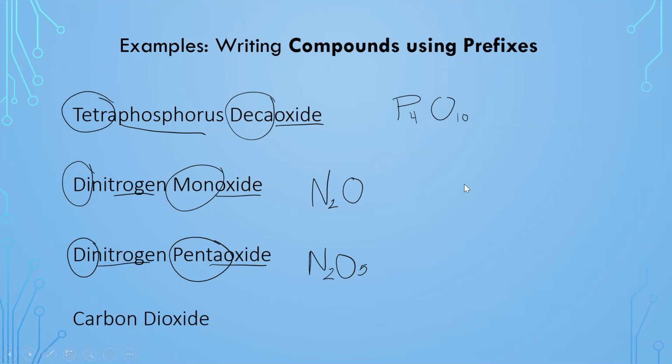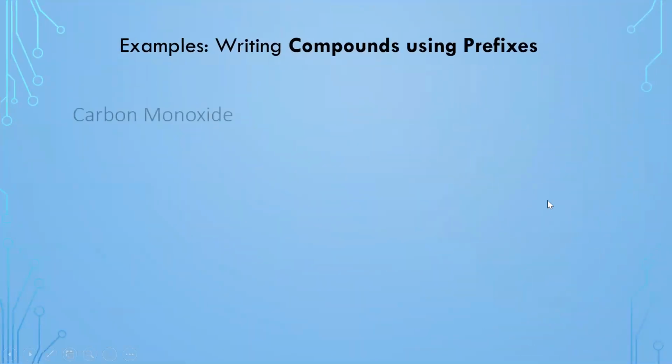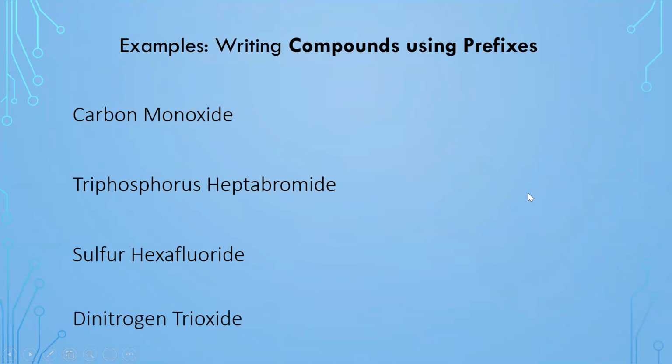Okay, carbon dioxide. Well, I know I have carbon, and I know oxide, oxygen. Dioxide means 2 oxygens, but what about carbon? It doesn't have a prefix. Well, remember, if the first element's prefix is mono, it's not stated. It's just assumed it's 1. So carbon is 1 in this case. Oxygen is 2. It's very simple. All right, try these ones out on your own. Pause the video, try these out, and then we'll go over the answers.